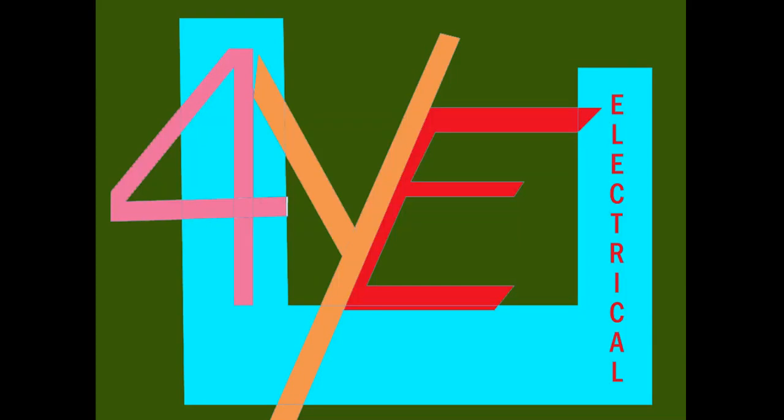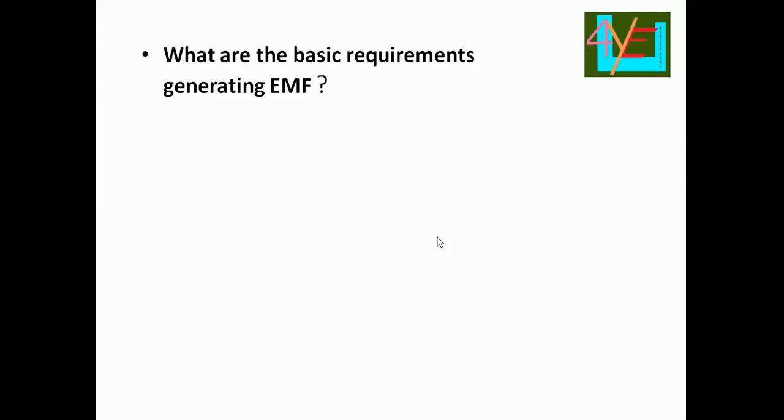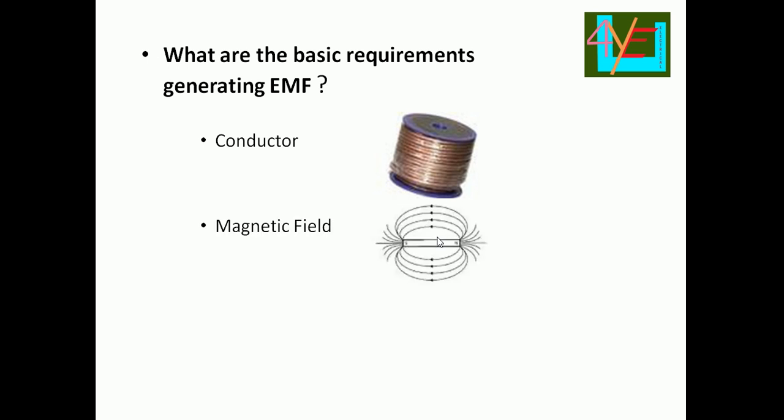Today we'll discuss the DC machines basics. So, what is the basic requirement to generate the EMF? First we have to know the basic needs for generating EMF. We need a conductor, a magnetic field, and relative speed.